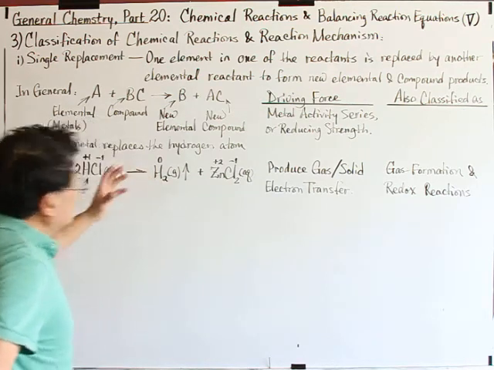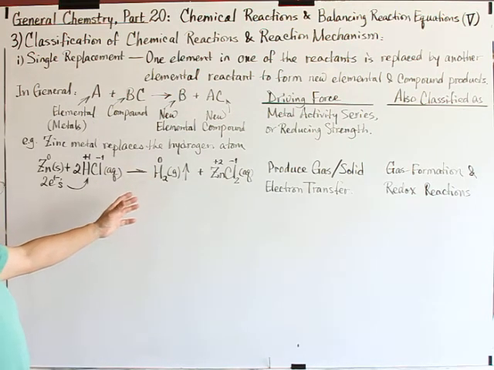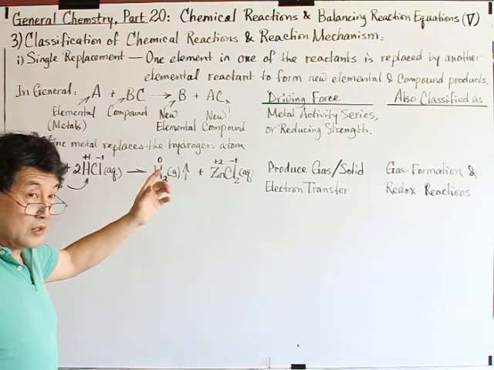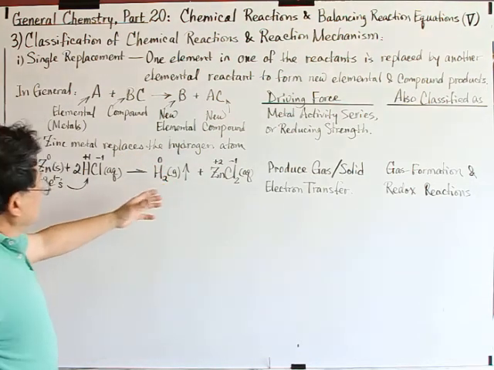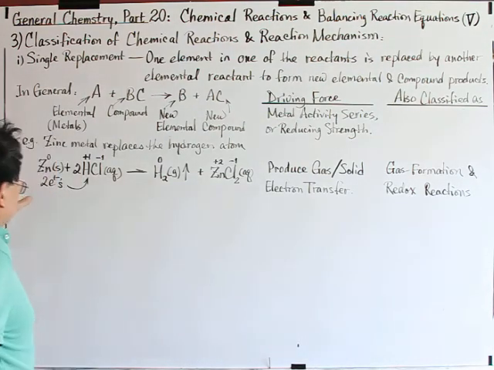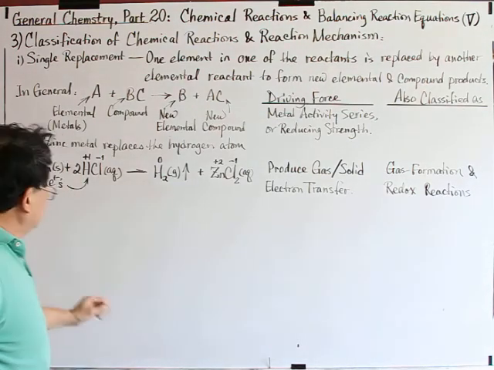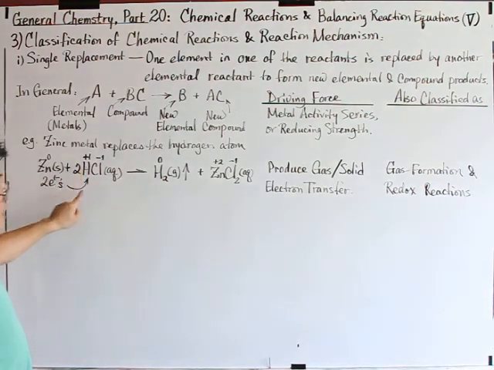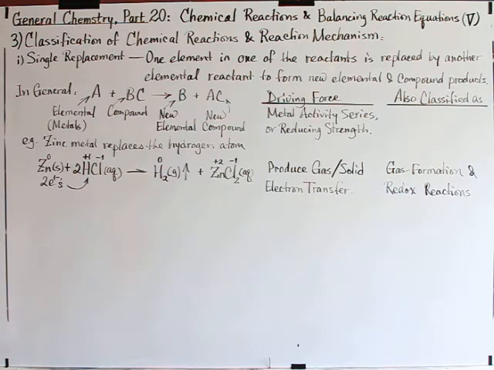Hydrogen does, and also on the periodic table, where is hydrogen located? Hydrogen is right on top of the alkali metals, the first one, am I right? So it is a metal. But in reducing strength, hydrogen is weaker than zinc, so the zinc is able to reduce hydrogen in the hydrochloric acid, giving 2 electrons to the hydrogen. Each hydrogen atom gains 1 electron.